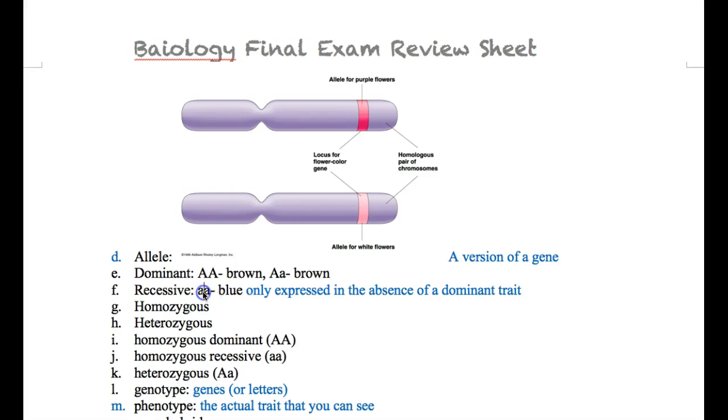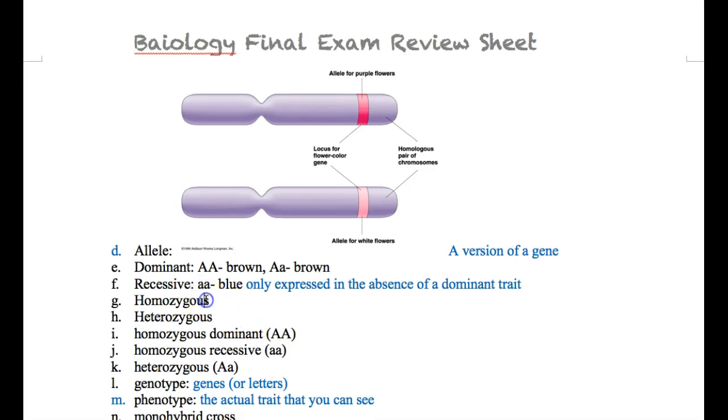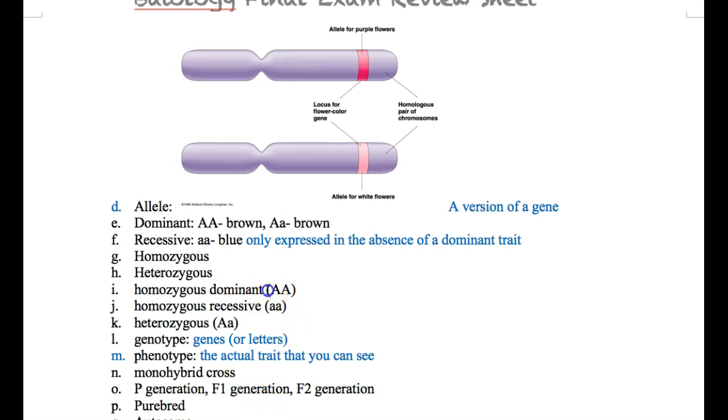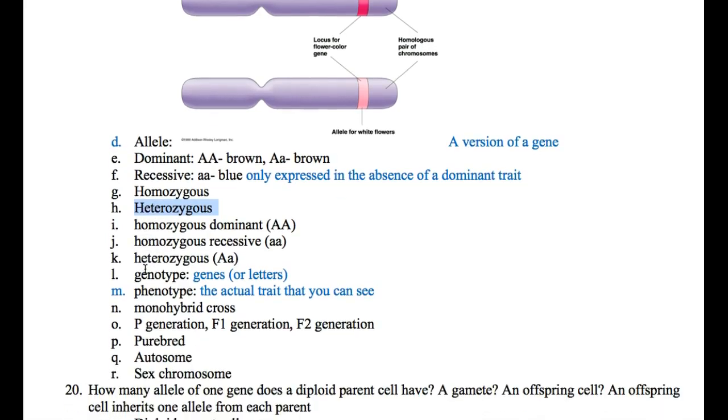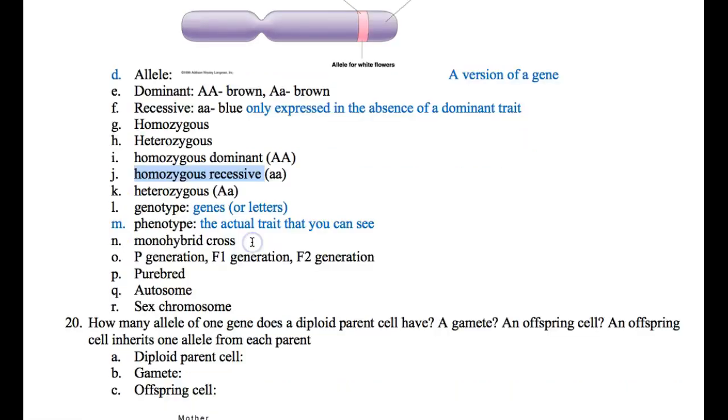So an allele is one version of the gene. This is one version, the brown eye allele. This is another version, the blue eye allele. Make sure you are very clear with these words. Homozygous is when you have two of the same thing, so big A, big A, or little a, little a. Heterozygous is when you have two different alleles, big A, little a. You have homozygous dominant, and you can have homozygous recessive.